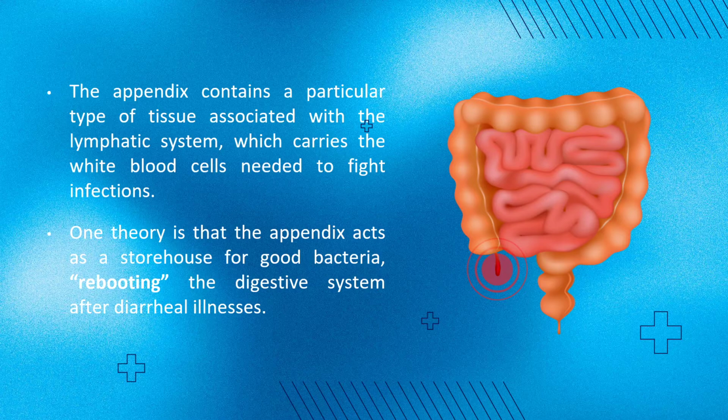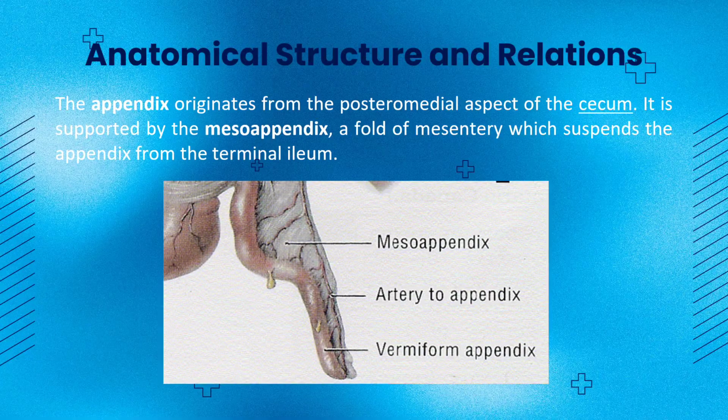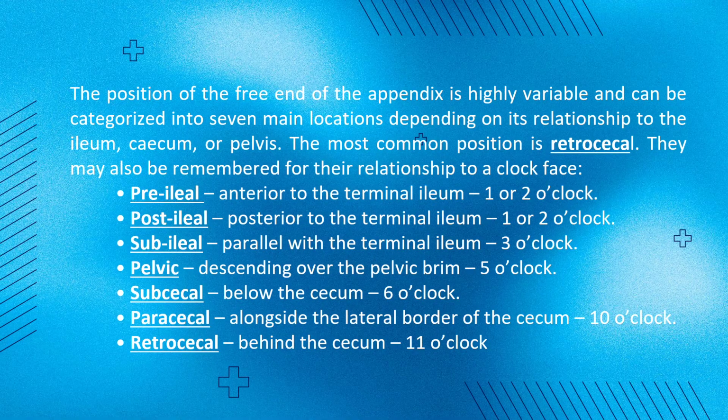system after diarrheal illnesses. Anatomical structure and relations. The appendix originates from the posteromedial aspect of the cecum. It is supported by the mesoappendix, a fold of mesentery which suspends the appendix from the terminal ileum. The position of the free end of the appendix is highly variable and can be categorized into 7 main locations depending on its relationship to the ileum, cecum, or pelvis.